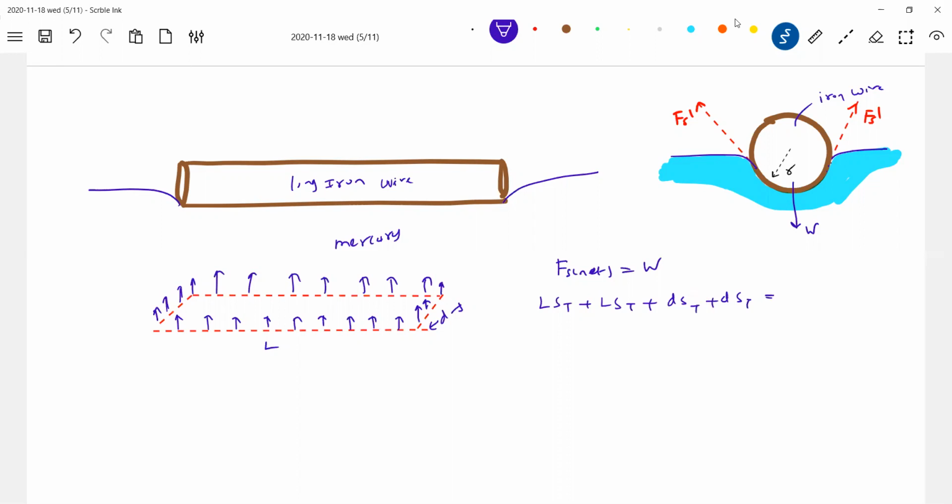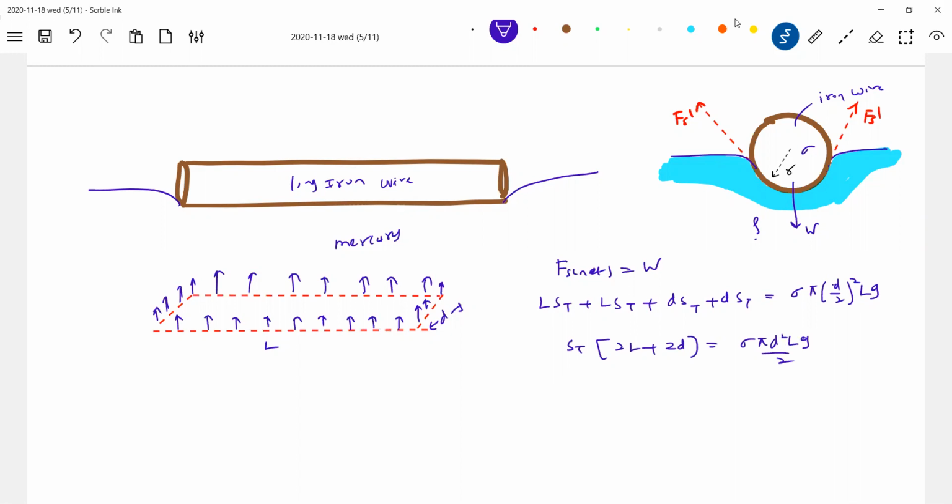is equal to the weight. What is the volume of the cylinder? Let sigma be the density of iron and rho be the density of mercury. Therefore, sigma pi, the radius will be d by 2 whole square, length L g. So this should be ST, I'll take it outside, 2L plus 2D, equals sigma pi d square L.